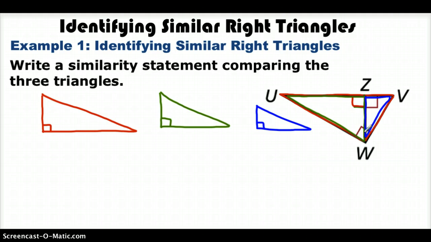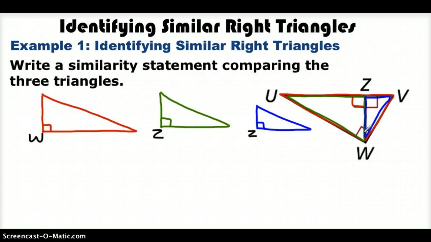Now let's just go through and maybe identify the vertices. So the bigger right triangle, or the red one, we can see that the right angle here is the vertex W. So I'm just going to write W here. We can see that for the green triangle, the right angle here is actually going to be Z, and so I'm just going to write Z right here. And finally, for the blue triangle, it looks like the right angle there is also Z.